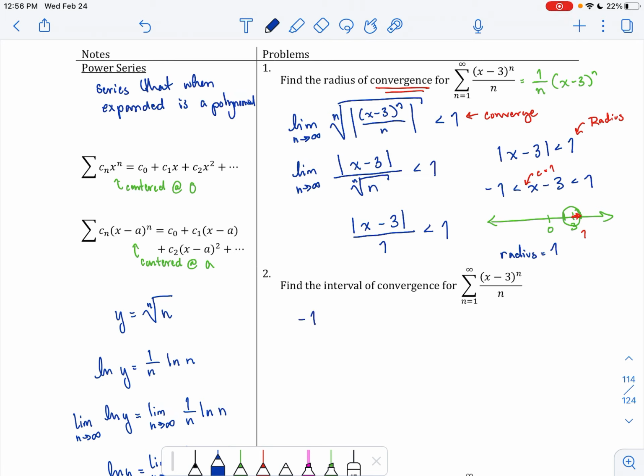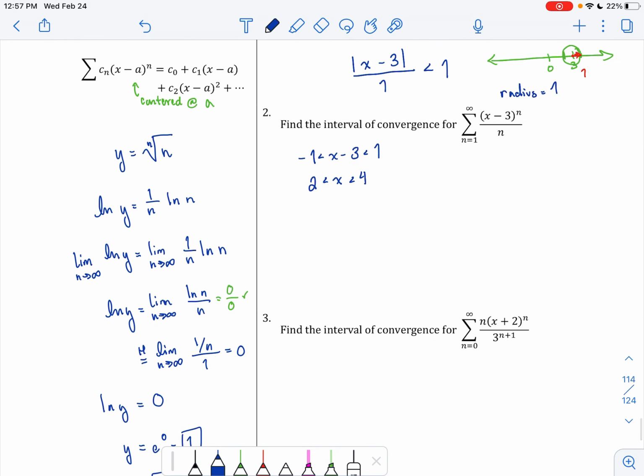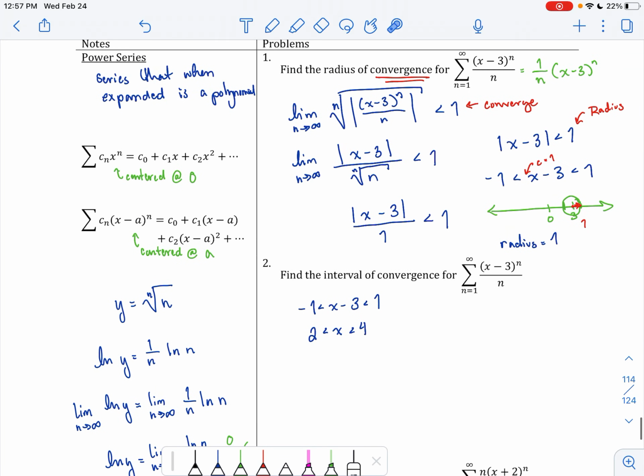Now, if I wanted to solve it for the interval of convergence, I can do just a quick algebraic step: add 3 to both sides, so we get 2 < x < 4. Now, here's the important part: we want to recall from the root and the ratio test that as long as it's less than 1, it for sure converges. If it's equal to 1, then it's inconclusive.